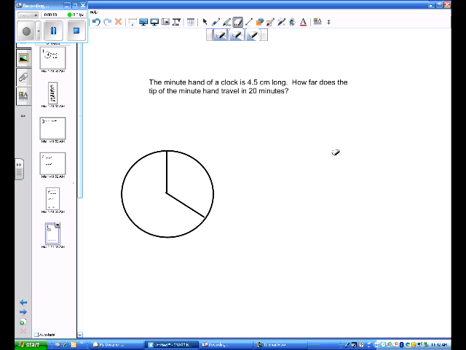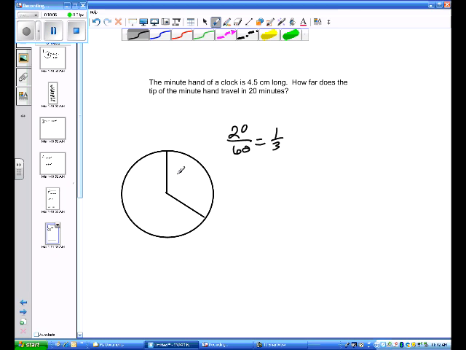So if we have this one, it says that the minute hand of a clock is 4.5 centimeters long. How far does the minute hand travel in 20 minutes? Well, this doesn't give us the central angle. But we know that a minute hand, if we start out at 12 and we travel for 20 minutes, we would be around about here. And so we've actually gone 20/60ths of a rotation. All the way around would take us 60 minutes, so we've gone 1/3 of a rotation.